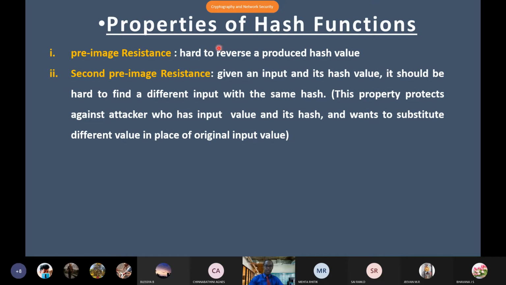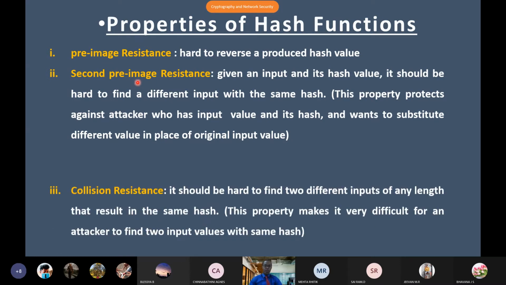First pre-image, you can't reverse: here you have only the output, only the hash value. For the second pre-image resistance, you have both input as well as output, so you cannot change the input. The third is known as collision resistance.